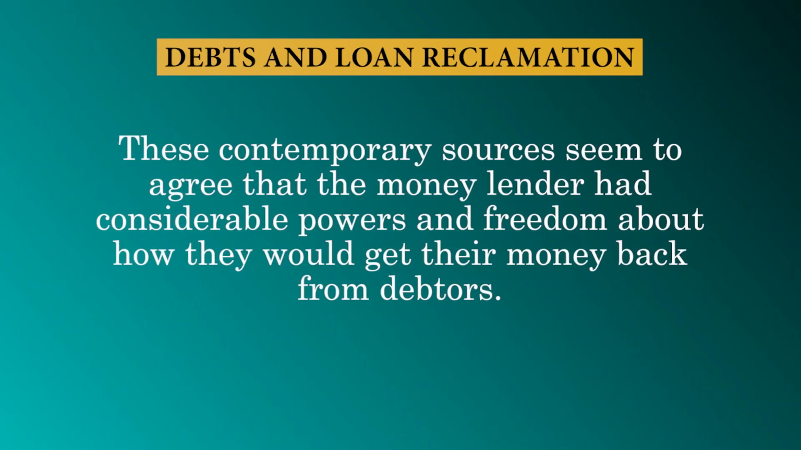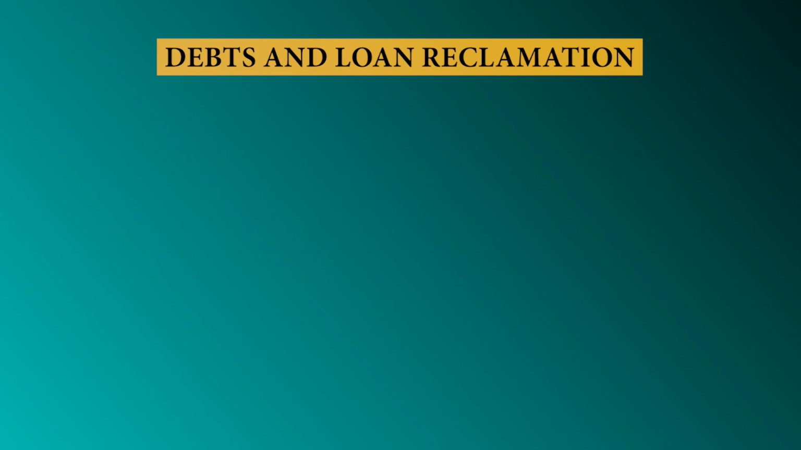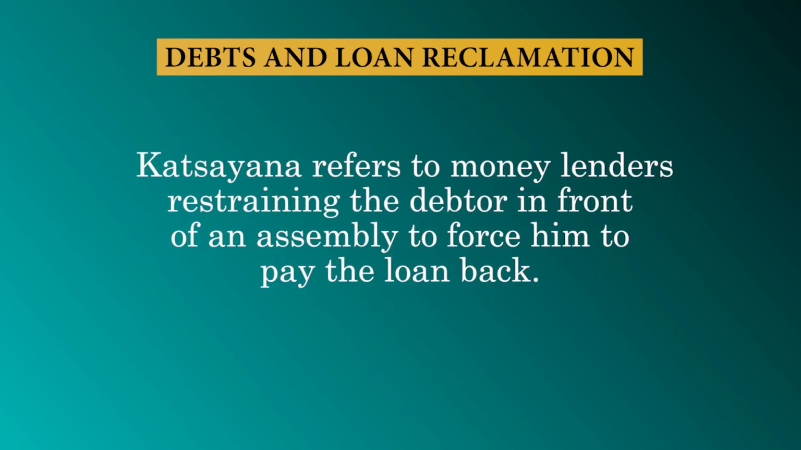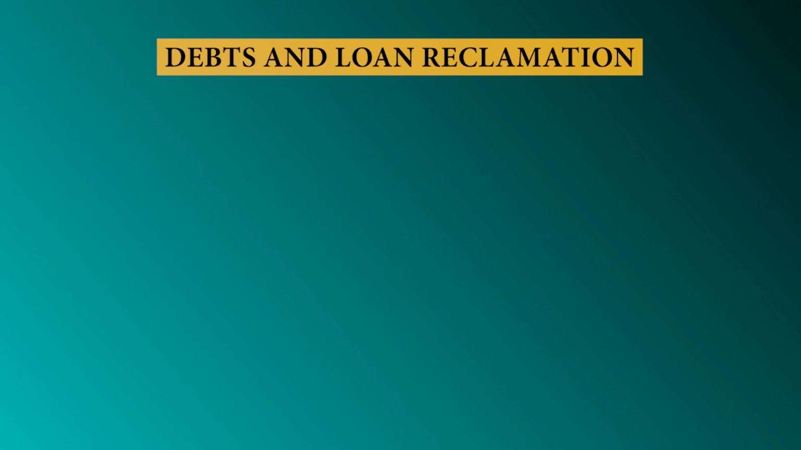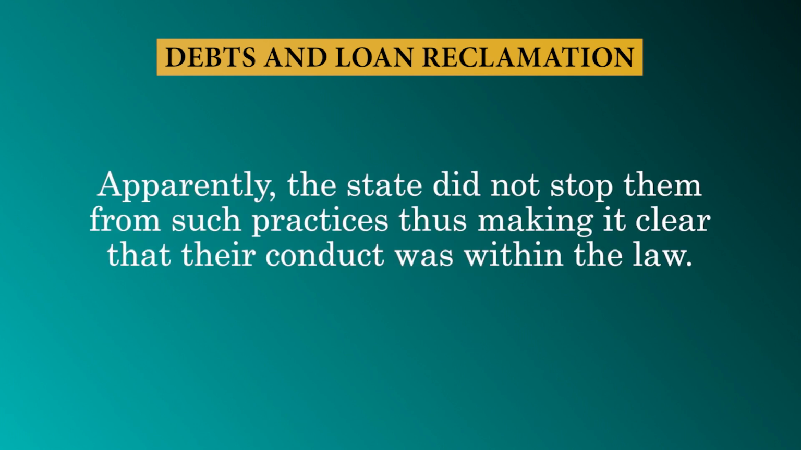These contemporary sources seem to agree that the moneylender had considerable powers and freedom about how they would get their money from the debtors. Katyayana refers to moneylenders restraining the debtor in front of an assembly to force him to pay the loan back. There are also references to moneylenders sitting at the door of debtors or even applying physical pressure to get repayment. Apparently, the state did not stop them from indulging in such practices, thus making it clear that their conduct was within the law.